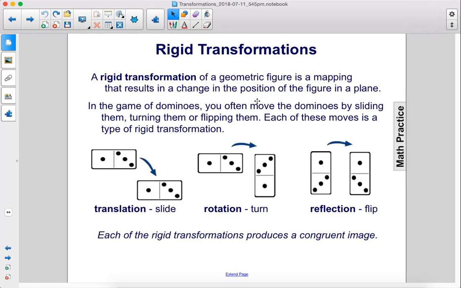A rigid transformation of a geometric figure is a mapping that results in a change in the position of the figure in a plane. In the game of dominoes, you often move the dominoes by sliding them, turning them, or flipping them. Each of these moves is a type of rigid transformation. This is a translation, which is a slide. Here's a rotation, which is a turn. And here's a reflection, which is a flip. Each of the rigid transformations produces a congruent image.